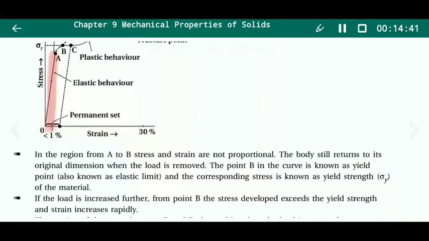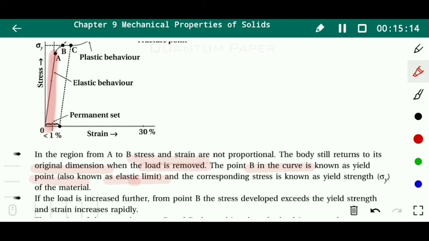Elastic behavior. Okay. In the region A to B, the stress and strain are not proportional. But the body still returns to its original dimension when the load is removed. So the point B in the curve is known as the yield point. It is also known as the elastic limit. And the corresponding stress is known as the yield strength of the material.